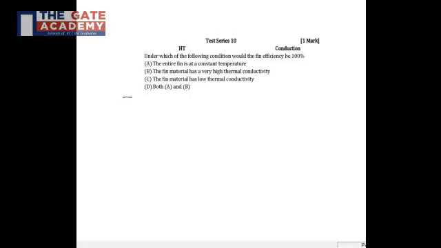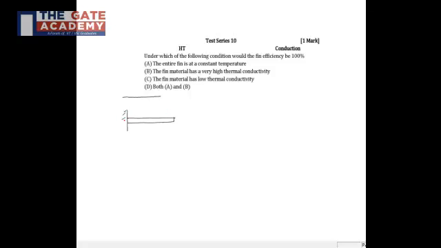Let's discuss a question from heat transfer. It is asked: under what condition can the fin efficiency be 100%? So what is fin efficiency? Let's have a fin.